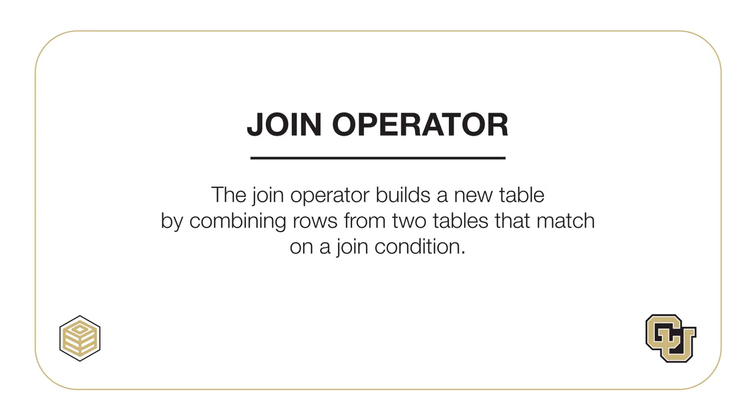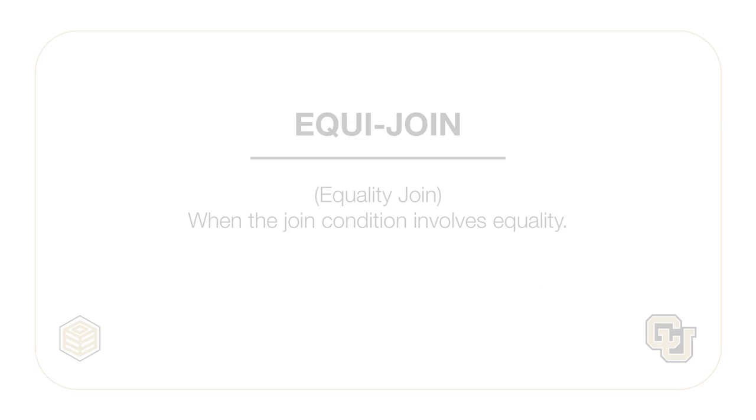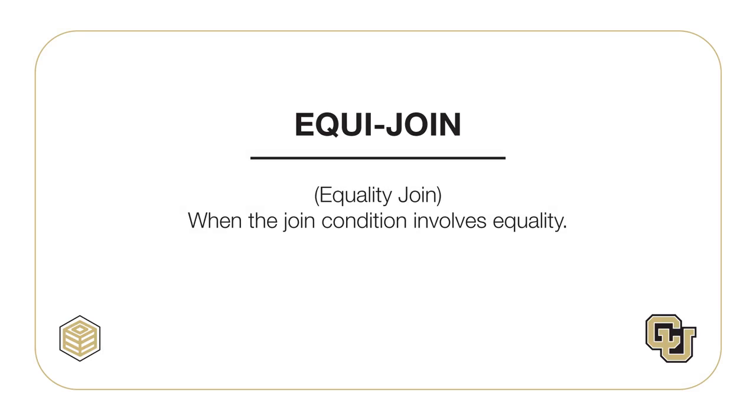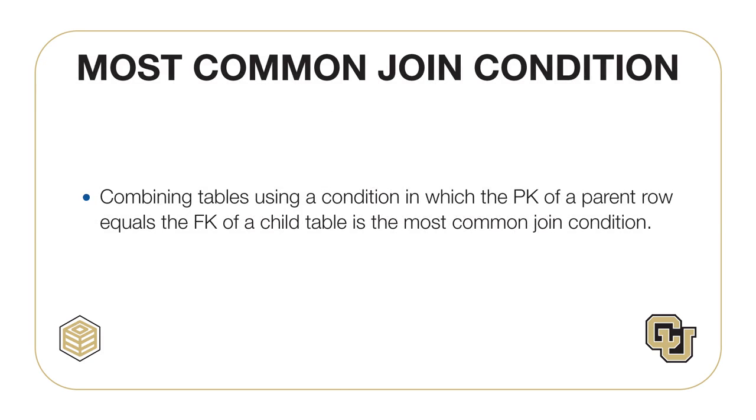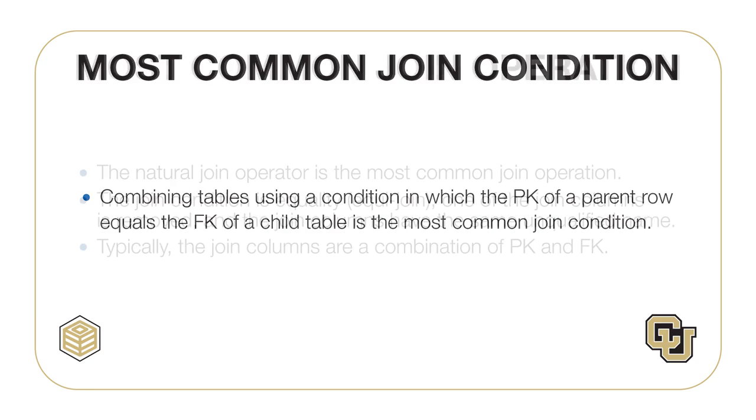The join operator builds a new table by combining rows from two tables that match on a join condition. Typically, the join condition specifies that two rows have an identical value in one or more columns. When the join operator involves equality, the join is known as an equijoin, or equality join. Combining tables using a condition in which the primary key of a parent row equals the foreign key of a child table is the most common join condition.